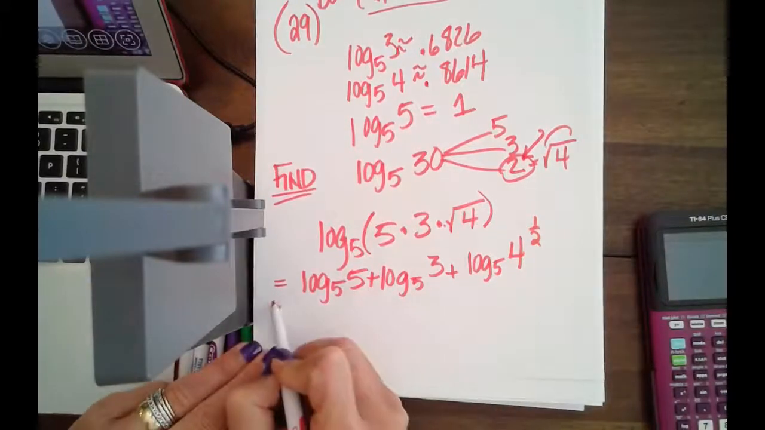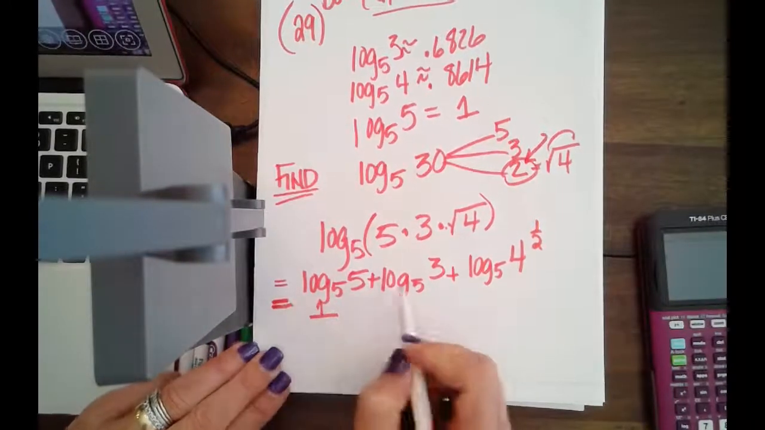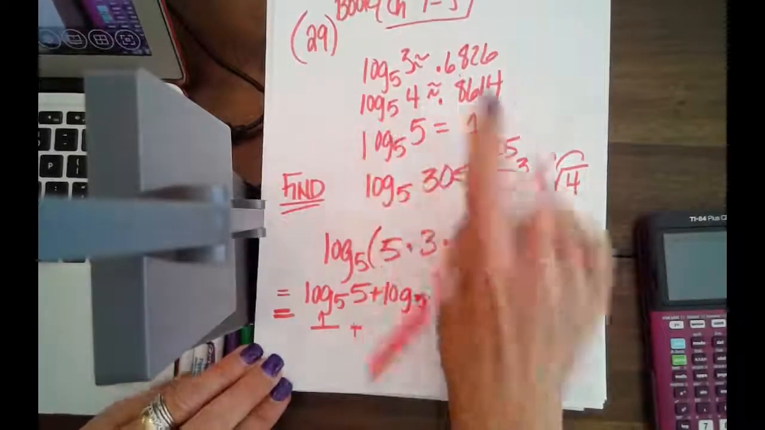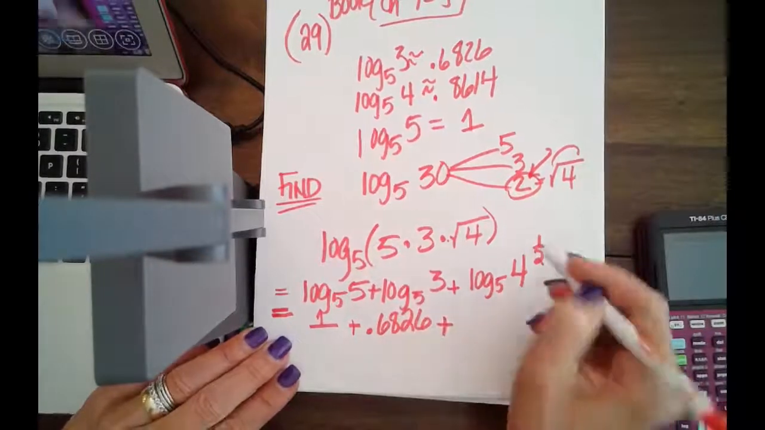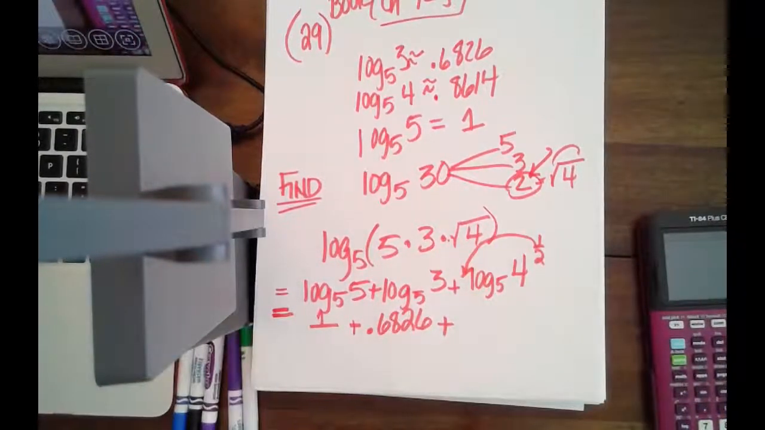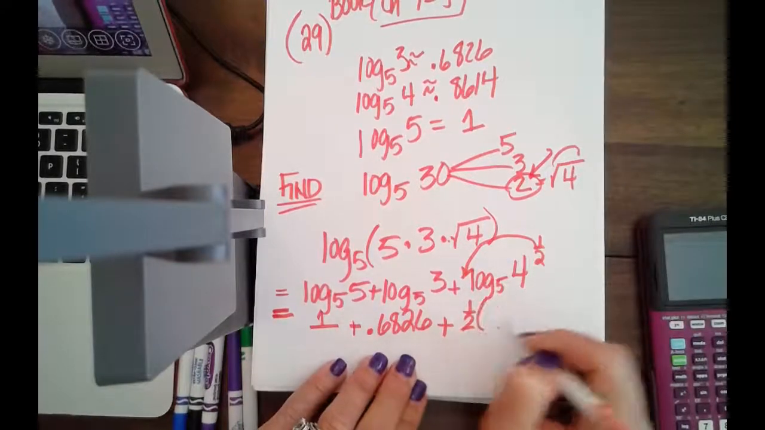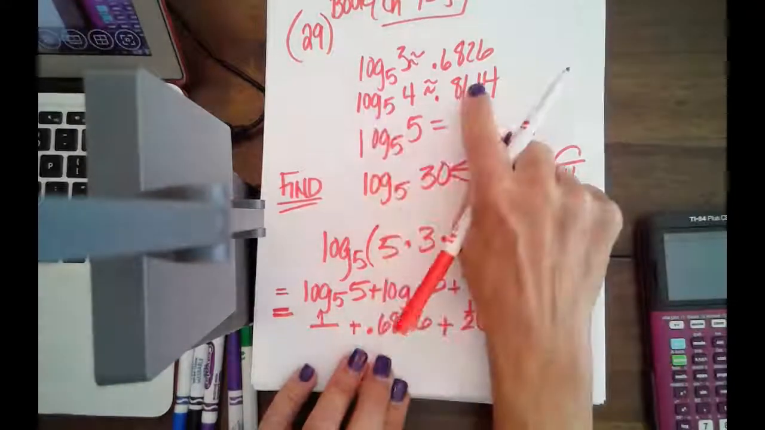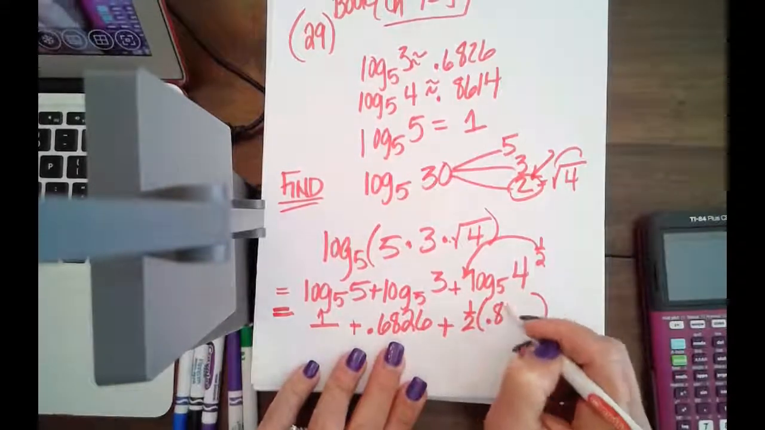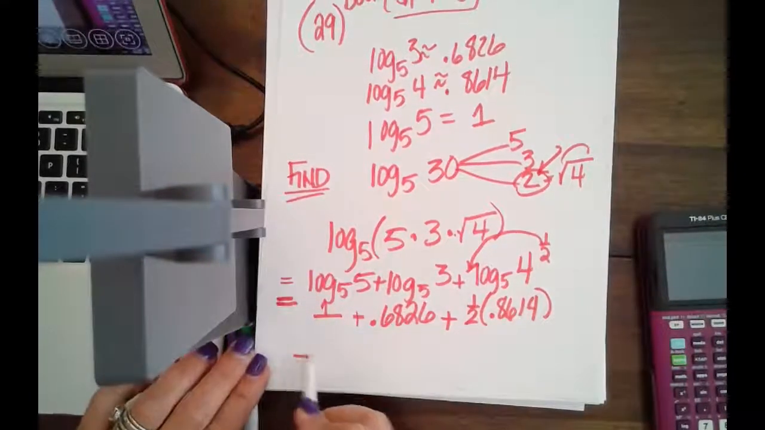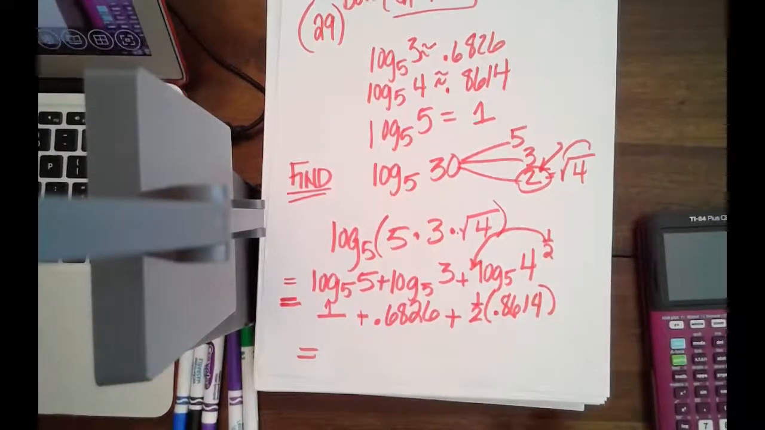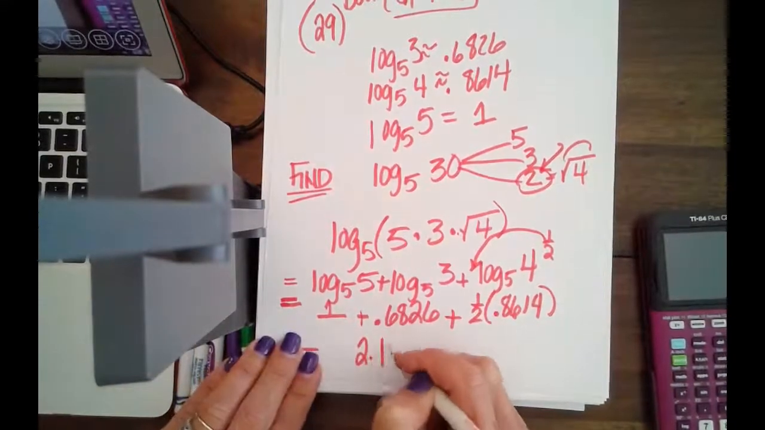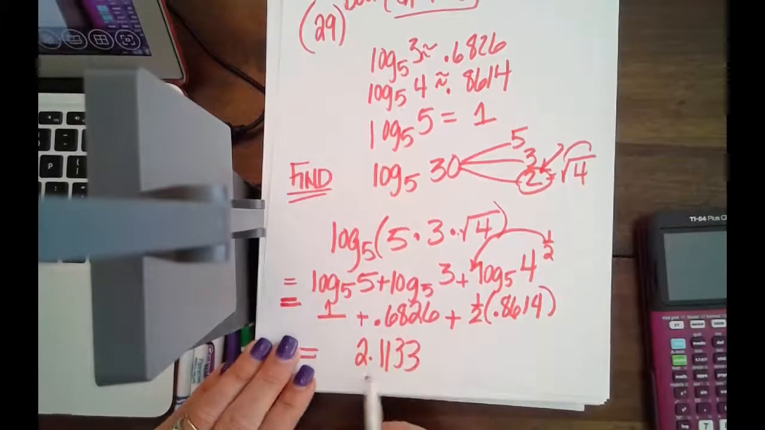All right, same thing. Log base 5 of 5, easy, plus log base 5 of 3 is approximately 0.6826, plus this 1/2, remember the exponent rule, it becomes 1/2 times the value of log base 5 of 4. So log base 5 of 4 is 0.8614. Okay, so if you add 1 plus 0.6826 plus half of 0.8614, you're going to get 2.1133. Okay, and that's 4 decimal places.